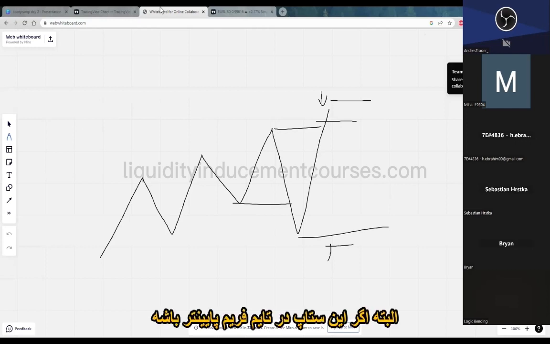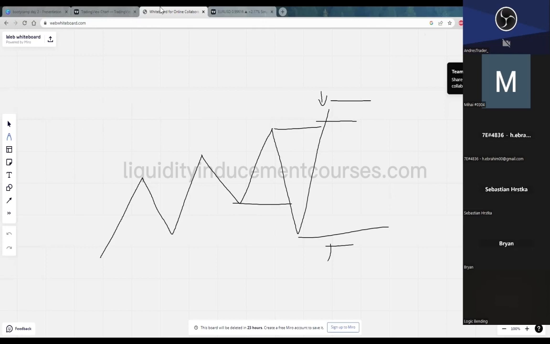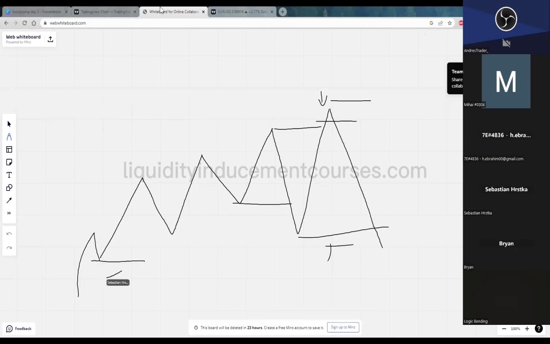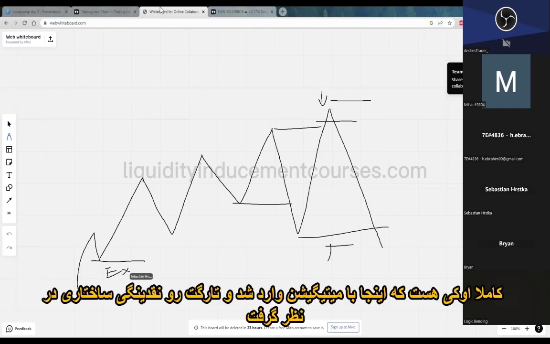But of course, if this is a lower time frame setup, then it would be totally fine to target this external liquidity. It's totally fine to take a mitigation of this, targeting structural liquidity.